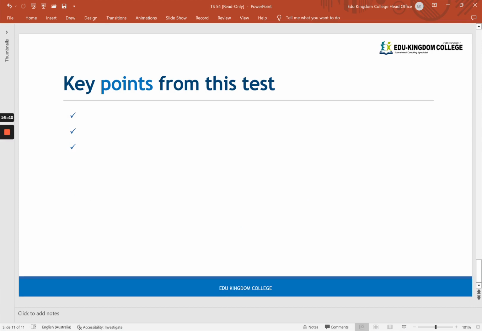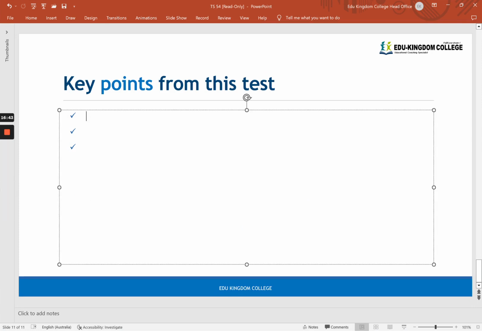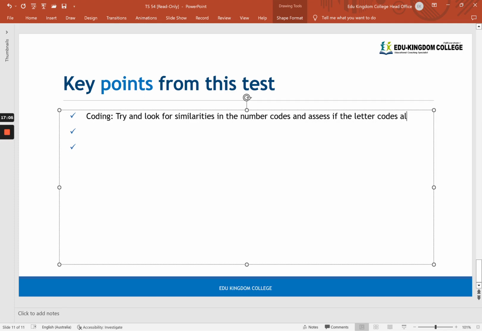Okay, so key points from this test. Let's talk today about the coding questions. Okay, coding questions. Try and look for similarities in the number codes. Okay. And assess if the letter codes also have the same pattern of similarities. This will help you solve out the question quickly and efficiently.